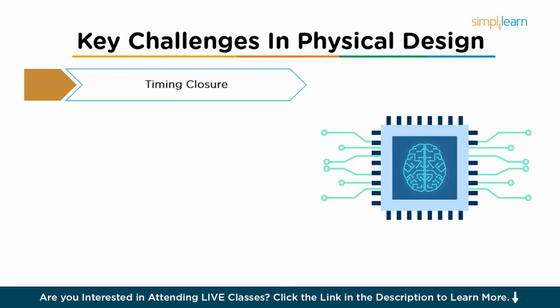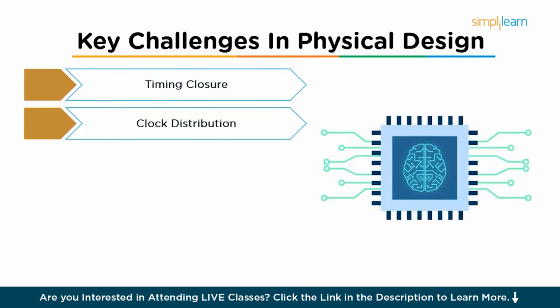Then comes clock distribution. A critical challenge in synchronized design is clock distribution, which involves building a well-balanced and low-skew clock tree that delivers the clock signals to all sequential elements, like flip-flops, simultaneously. Skew or delay mismatches can cause incorrect data capture, so techniques like H-tree structure, clock gating, and buffer insertion are used to optimize timing and power.